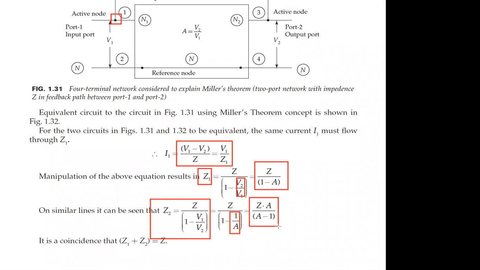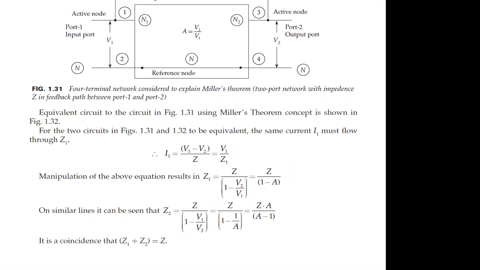In general, the impedance in the actual feedback loop is divided into two parts: Z1, reflecting in the input part, and Z2 in the output part. Therefore, the overall impedance Z equals Z1 plus Z2. So if there is an impedance in a feedback loop in any circuit, for simplification we can take these relations, and by using the Miller theorem the current flowing through the impedance is the same. Since the two impedances carry the same current, we can use this concept.